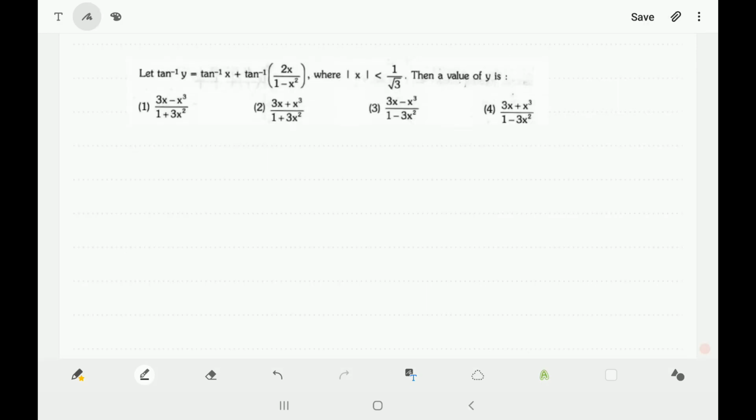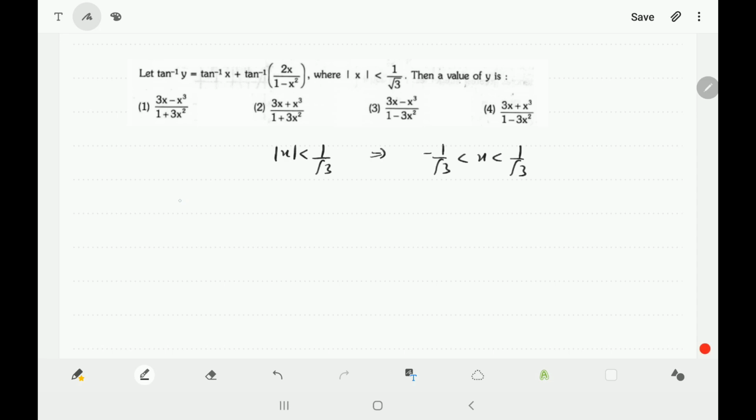In this problem, tan inverse y is given as tan inverse x plus tan inverse 2x upon 1 minus x square, where mod x is less than 1 by root 3. So if mod x is less than 1 by root 3, it means we have x from minus 1 by root 3 to 1 by root 3. So we have to find the value of y in terms of x.